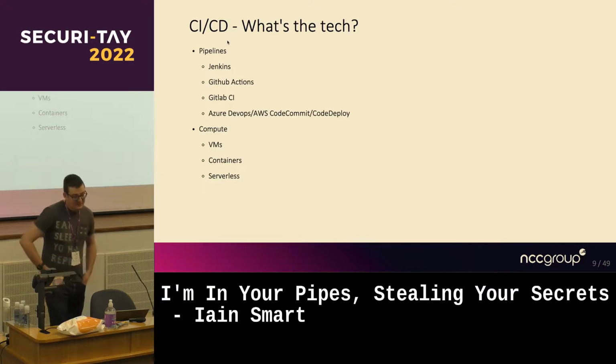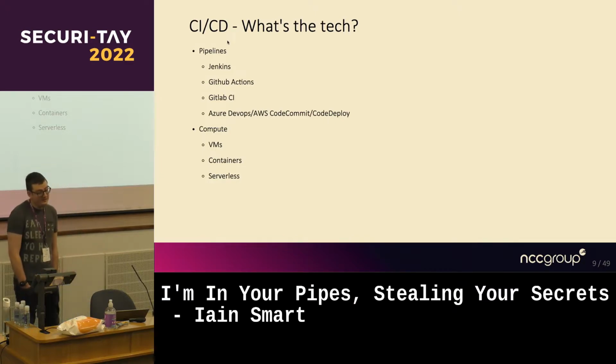So in terms of the tech we're seeing, the pipelines are normally something like Jenkins, GitHub Actions, GitLab CI. There's a whole bunch of other ones. There's Azure DevOps. AWS have CodeCommit and CodeDeploy. I'm sure there's something googly that I can't remember the name of. There's loads of these. CircleCI is another one that we see quite often. But on the whole, mainly Jenkins, GitHub Actions, GitLab CI.